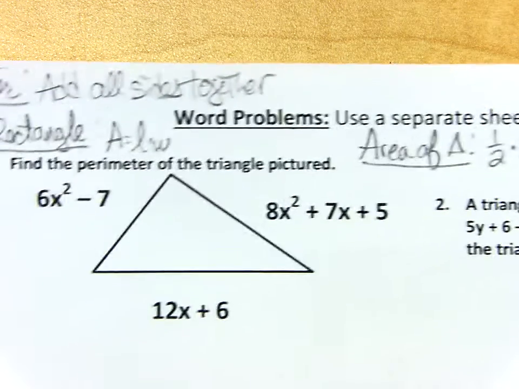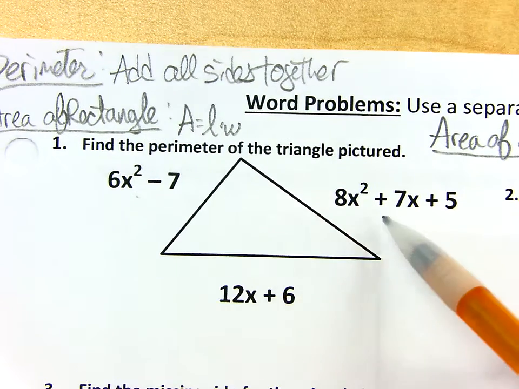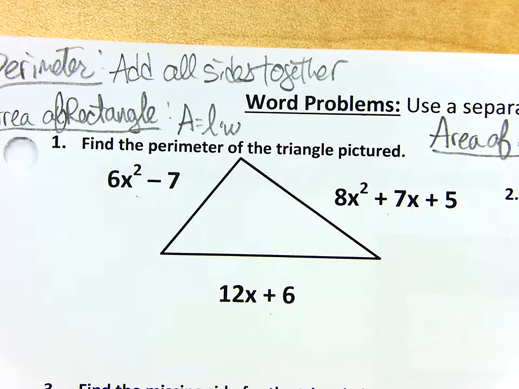Okay, if we look at the first one here, it's asking you to find the perimeter of that triangle. Here are the three side lengths. How do you find the perimeter of a triangle? You just add them all together. So everybody go ahead and try it.